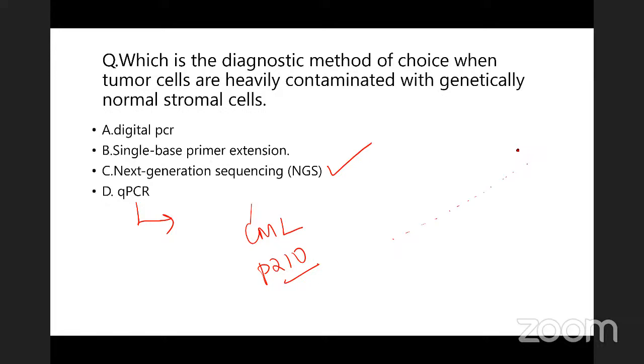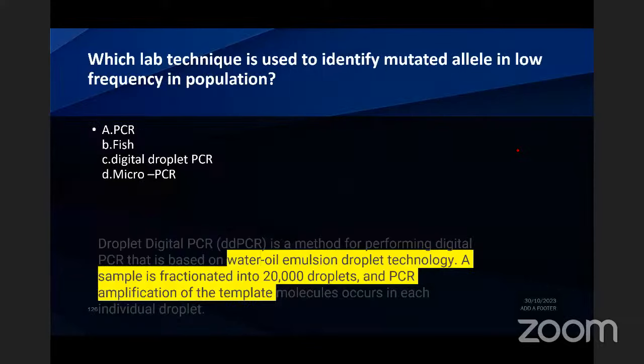Okay, so what is digital droplet PCR? Let's see this. By the way, guys, earlier we used to do pyrosequencing whenever the tumor cells were heavily contaminated. But now we do NGS. Now, look at this. Which lab technique is used to identify a mutated allele in low frequency in the population? Whenever the mutated allele is in a very low frequency in a population, then we use digital droplet PCR.